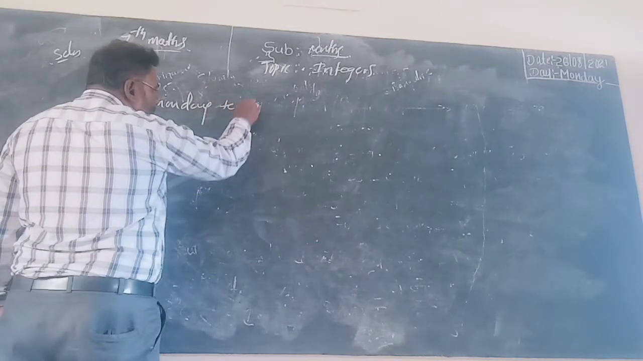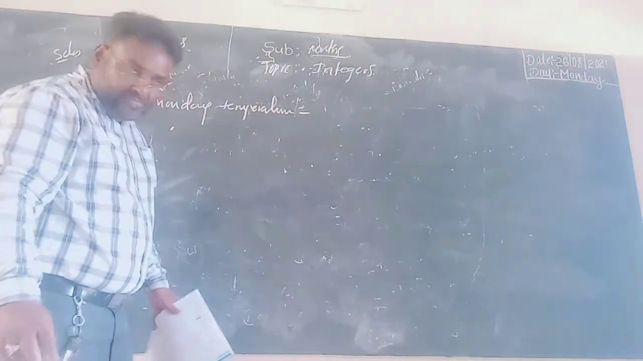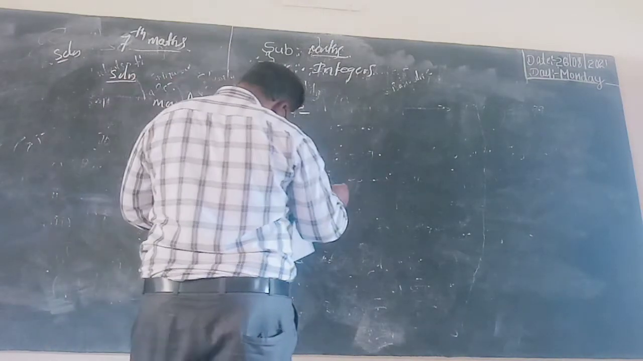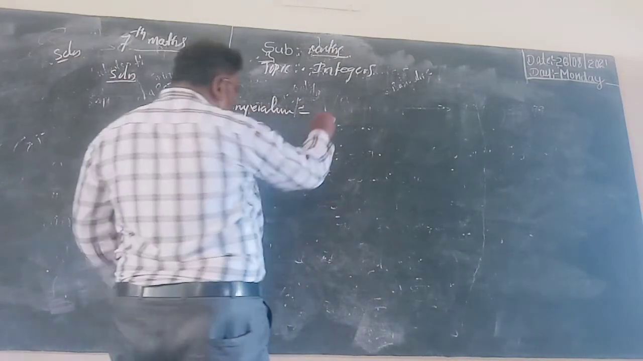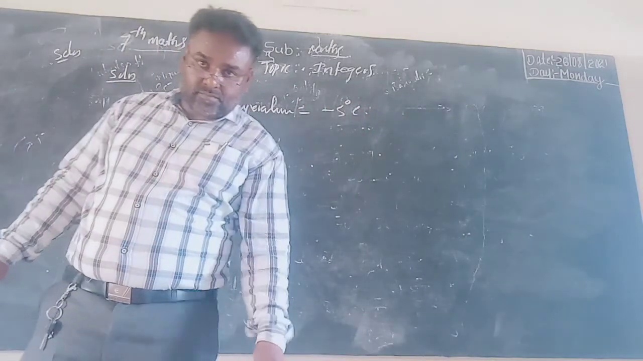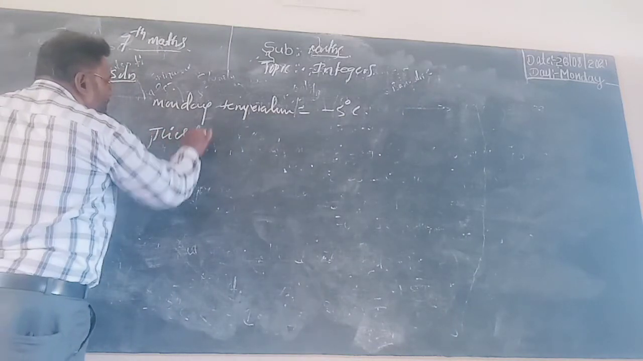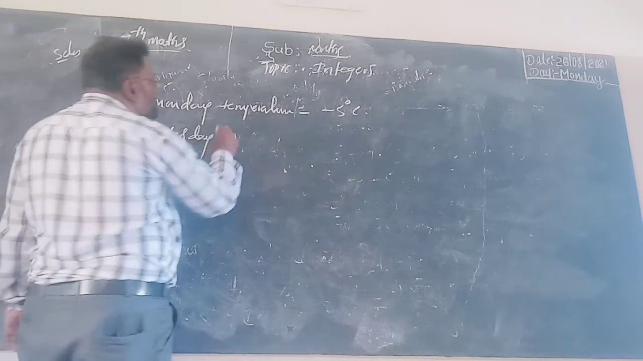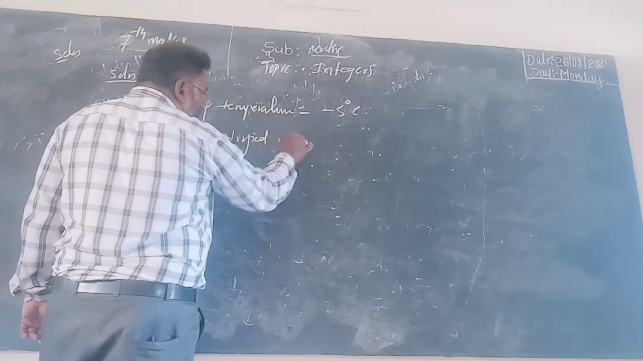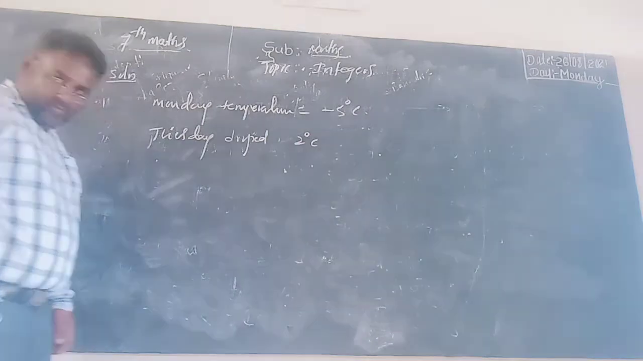Monday temperature is equal to how much? Monday temperature is minus 5 degrees centigrade. And it dropped on Tuesday, dropped 2 degrees centigrade. Okay.